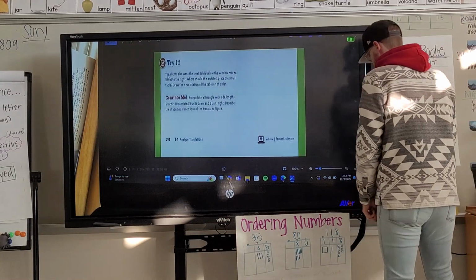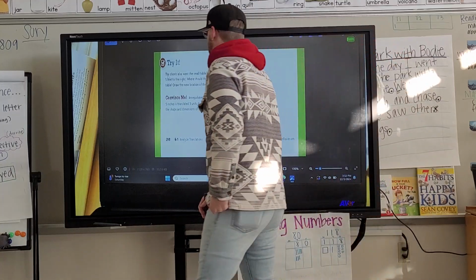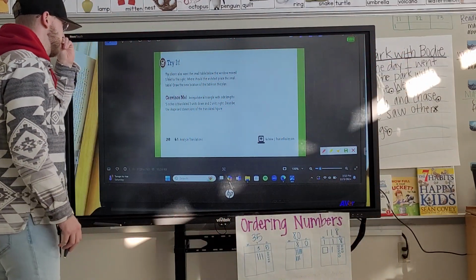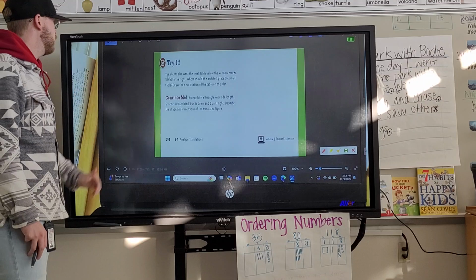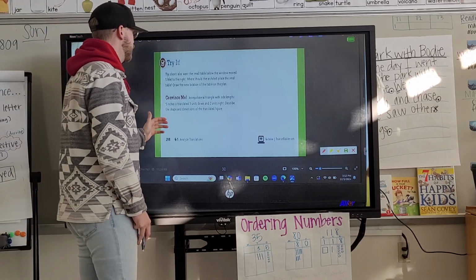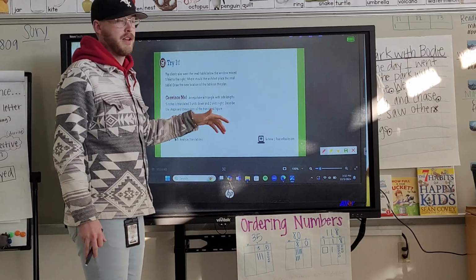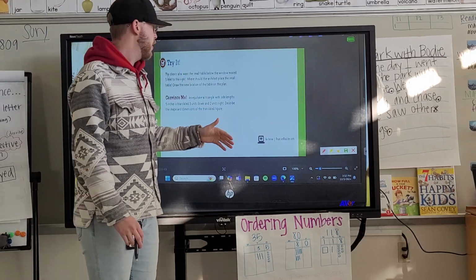Okay, picture 2. All right, picture 2 says, these are actual try questions. The clients also want the small table below the window moved 5 feet to the right. Where should the architect place the small table? Draw the new location of the table on the plan. So I'm going to have to go back to that picture, but before I do, I want to solve this bottom one.